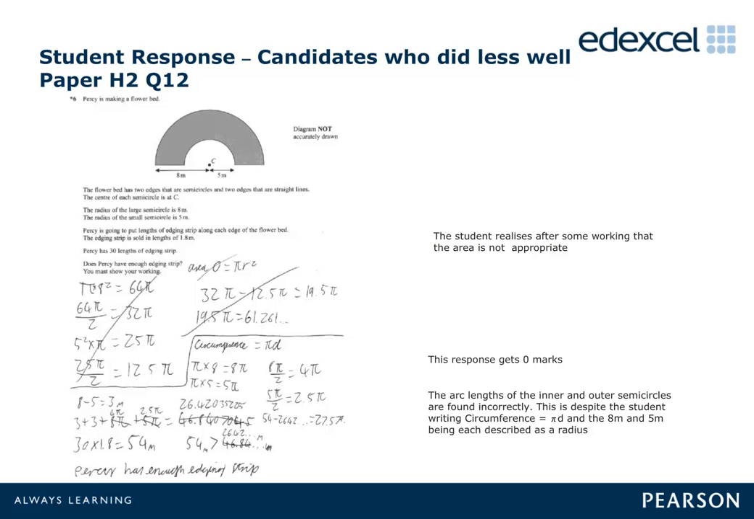This student had a bad start. However, they crossed out the incorrect work and started again. However, the arc lengths of the inner and outer semicircles are found incorrectly. This is despite the student writing circumference equals pi d and the 8m and 5m being each described as a radius.